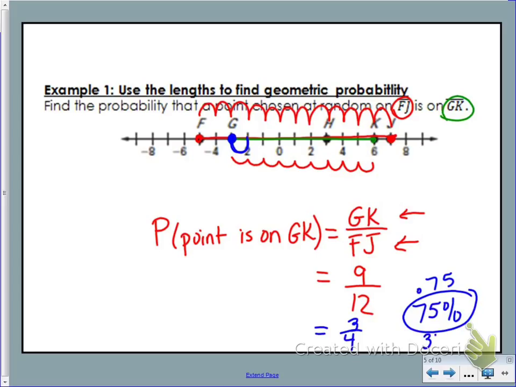Another way you're going to see this ratio would be 3:4. So keep in mind all of these versions are the same answer but just a different format, and you should know all of them because they're all useful in different situations. So we have a 75% chance of this occurring.